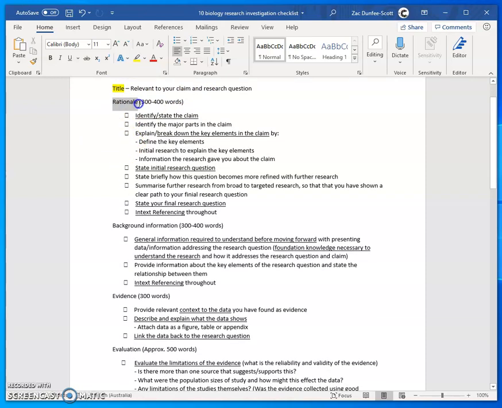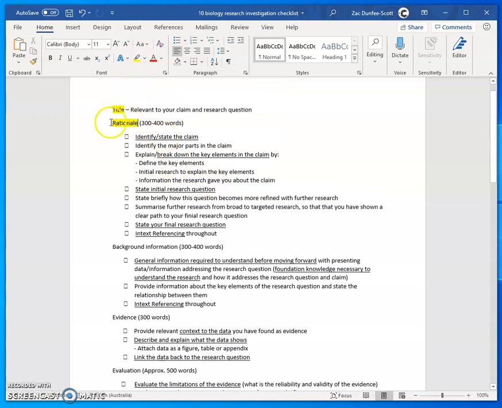The first thing that will appear on your assignment when you write it is the rationale. We'd write this last, but it's the first thing that'll appear.